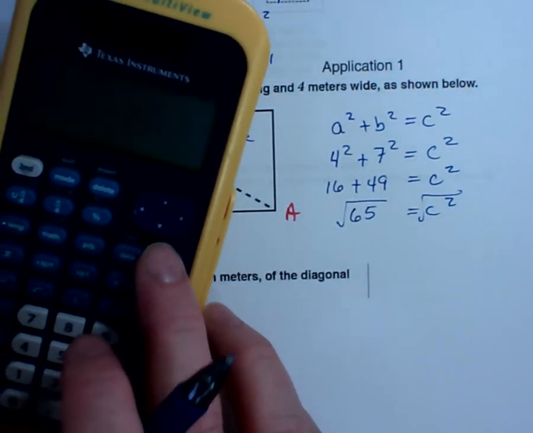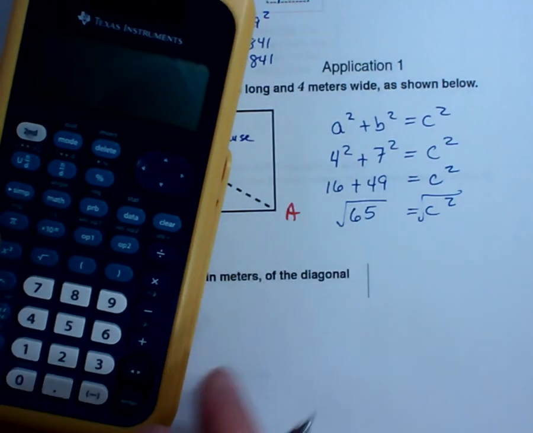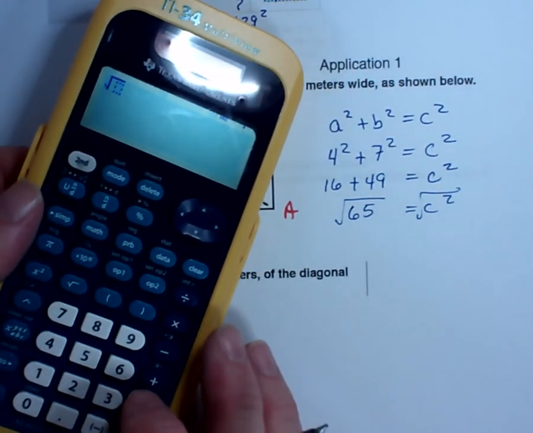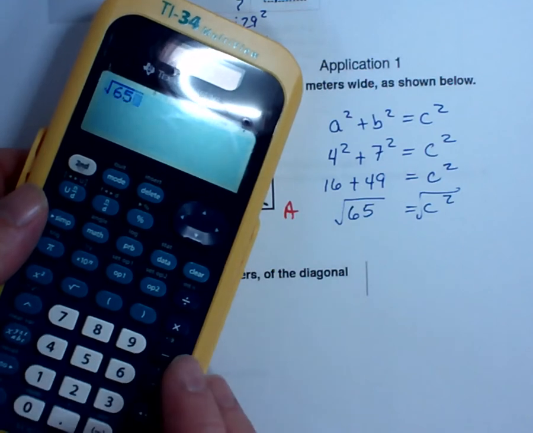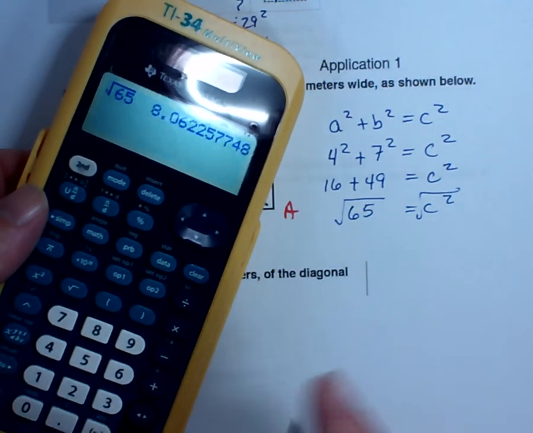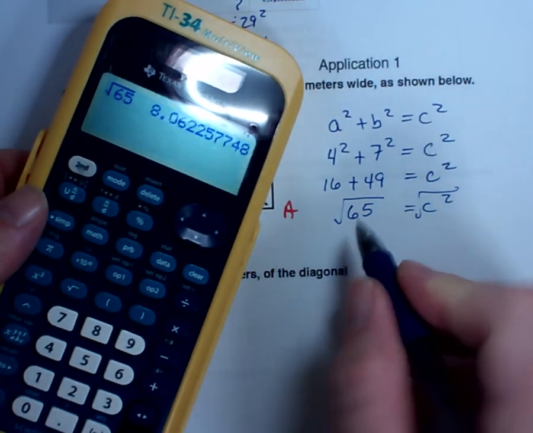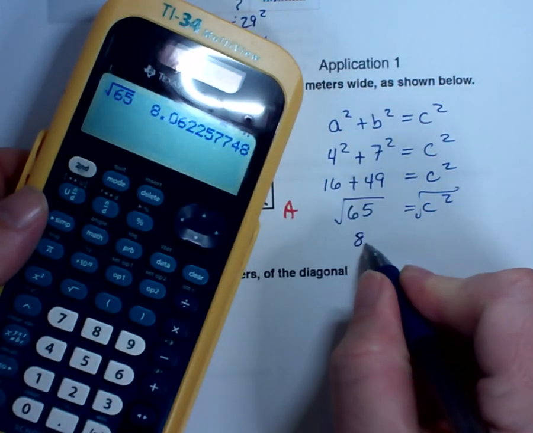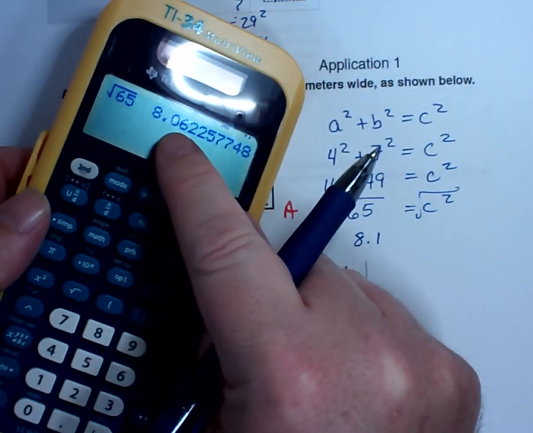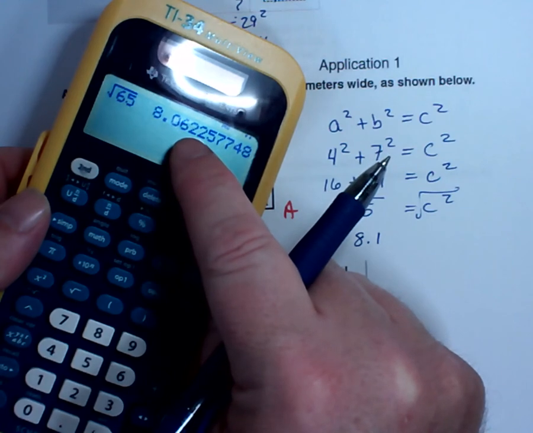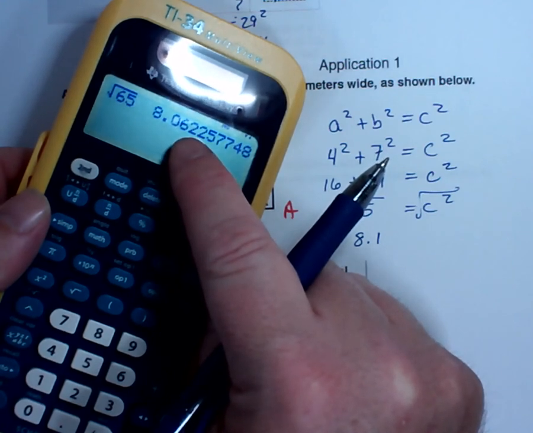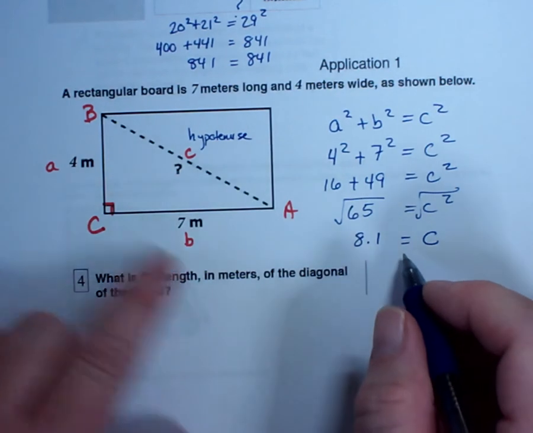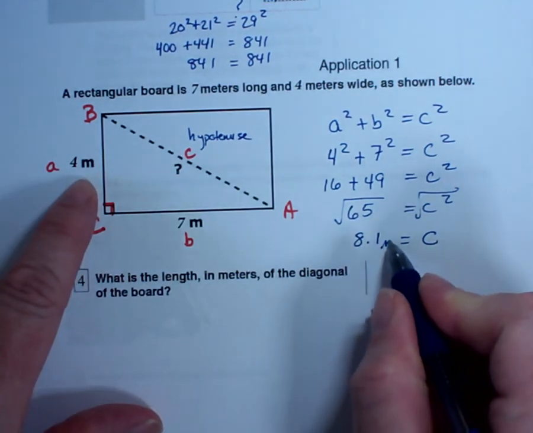Should be 8.1 because the square root of 65 is slightly larger than the square root of 64. The square root of 64 is 8. So yes, 8. Let's round it to the nearest tenth. 8.1. Again, you're looking at 0 for tenths, but the number to the right is a 6, so you need to round it up at that point. This has units, so you want to put meters in there.